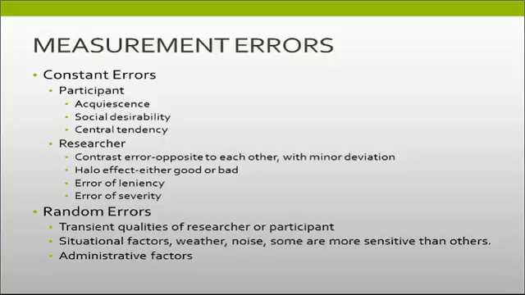Random errors are not constant and difficult to find, and there is little researchers can do about them. There are 3 types of random errors: transient, situational, and administrative. Transient errors are things such as fatigue or boredom that can affect the participants' responses. Situational factors, like the weather, or maybe a drill noise outside the room, or loud chatter outside that may affect the responses of the participant. And finally, administrative factors, anything related to the way the instrument is administered, such as maybe reading the instructions in a wrong way.